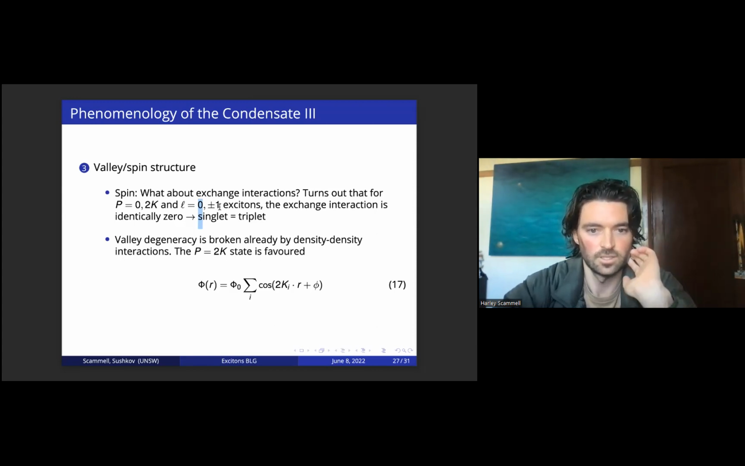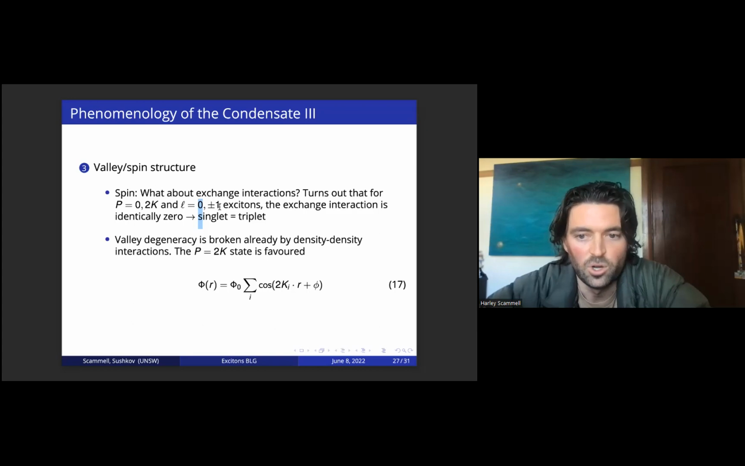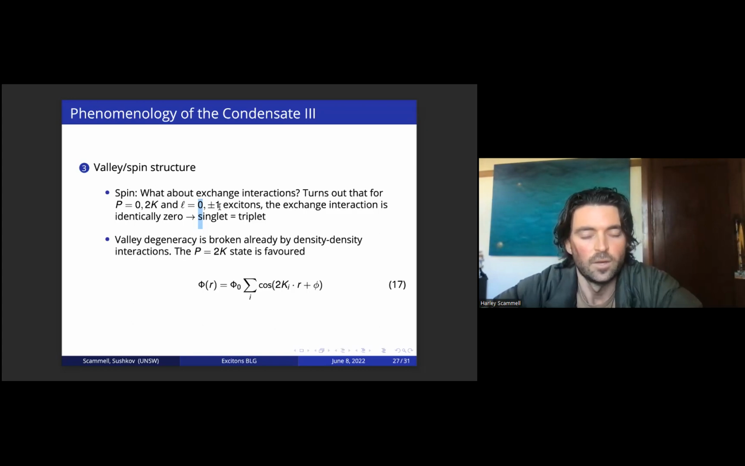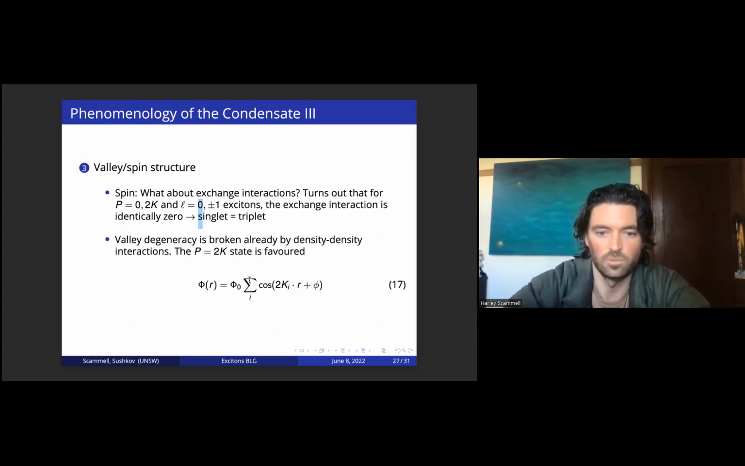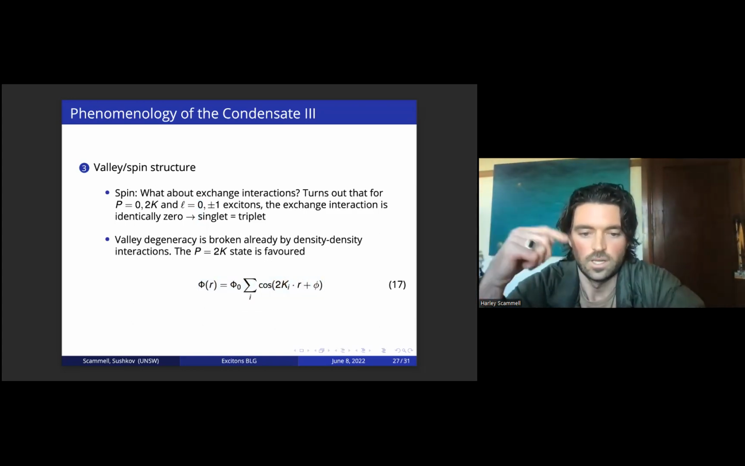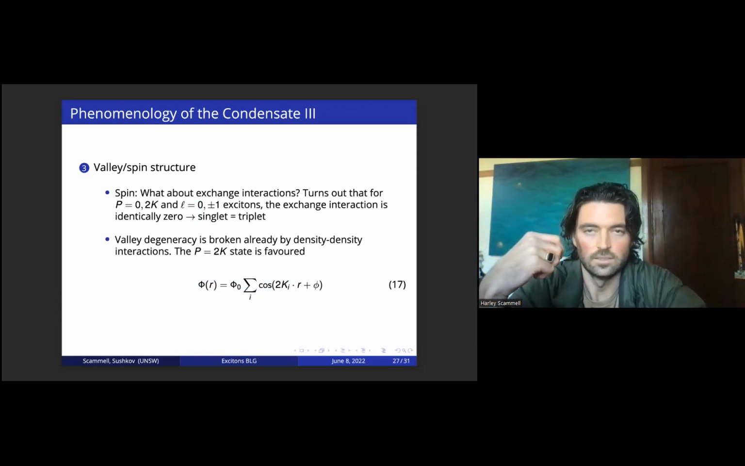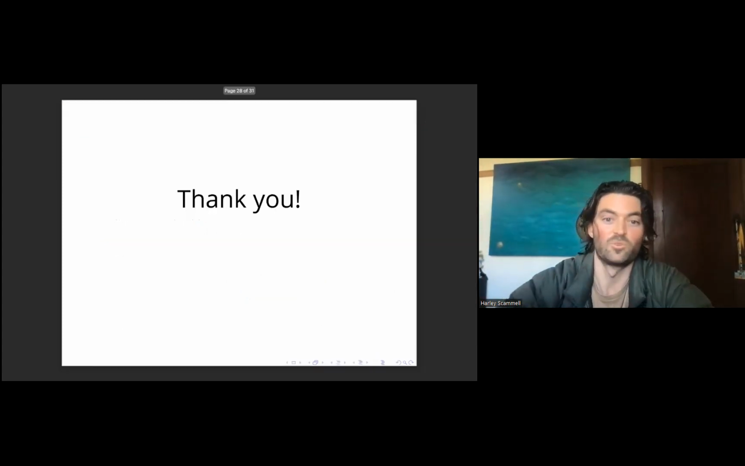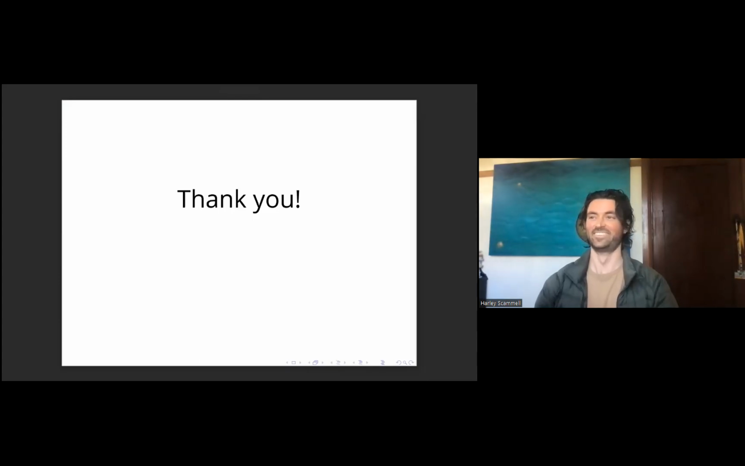That's more just theoretical interest. But the valley degeneracy is already broken at the level of density-density interactions. And this is by this form factor, which I said just imagine is 1. And what's actually favored is the P equals 2K state. So this has an observable difference to the P equals 0 state, because if I look at the real space order parameter, it has some non-trivial modulation. And I don't know, maybe this could be measured with STM, but I'm not sure, but it's interesting to me anyway. And I've raced through, so I'm already at the end. Thank you.